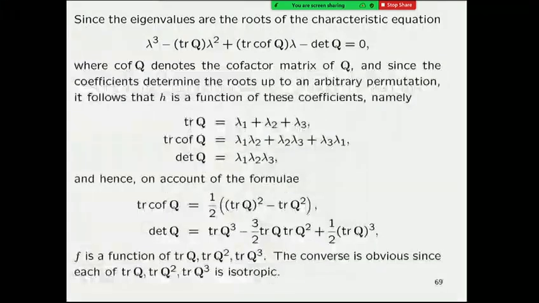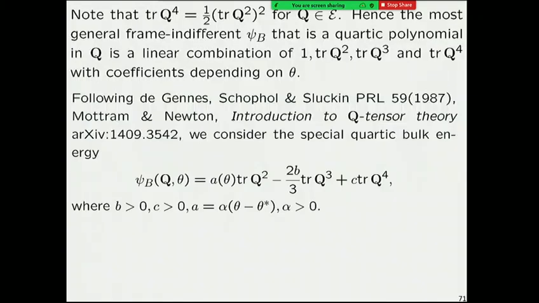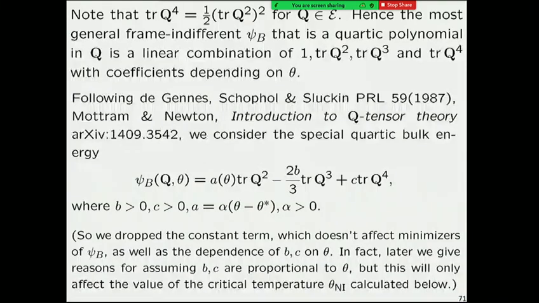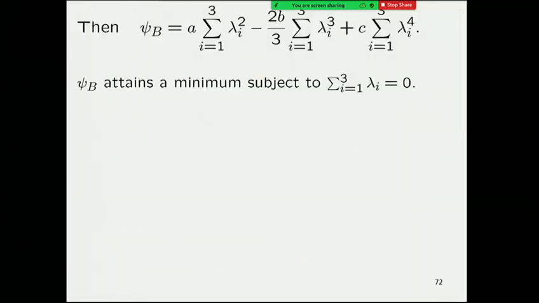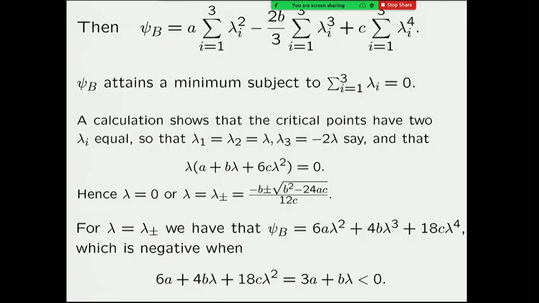Since the trace of Q is zero, in fact, the bulk energy has to be a function of the trace of Q squared and the trace of Q cubed. And then we looked at this particular, very popular quartic form for the bulk energy. This is the most general quartic form that's isotropic, with coefficients which we assume B was positive and C was positive, and A was linear in the temperature. And then we showed that the critical points have two equal eigenvalues, so they're uniaxial.